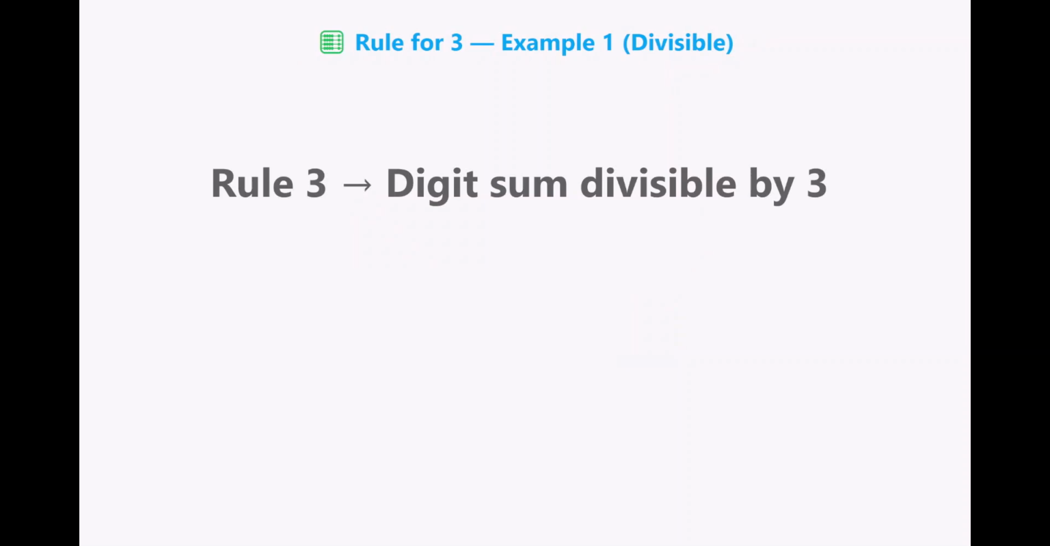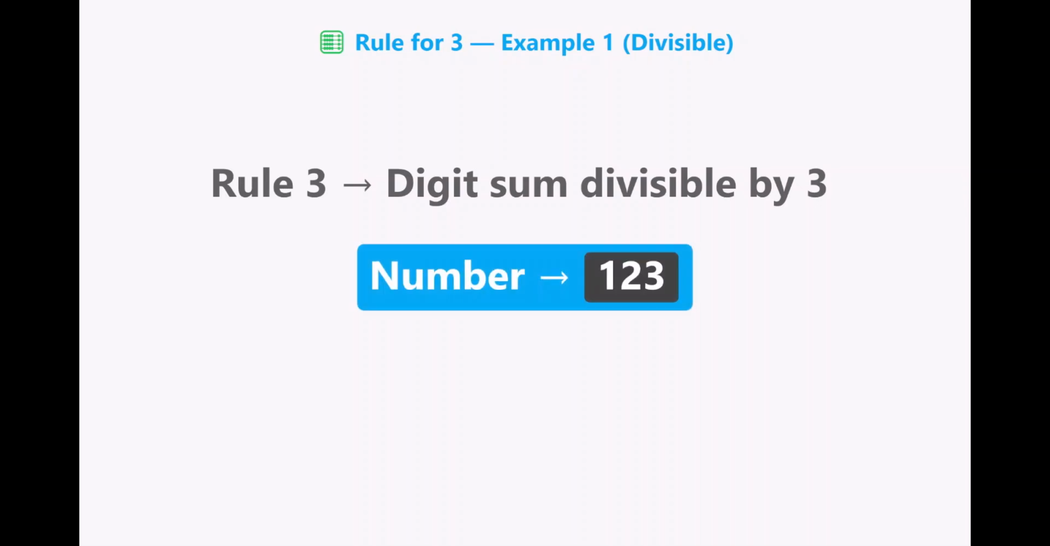Rule for 3. A number is divisible by 3 if the sum of its digits is divisible by 3. Here's our example number. Let's check the digits. The sum is 1 plus 2 plus 3 equals 6, which is divisible by 3. So 123 is divisible by 3.